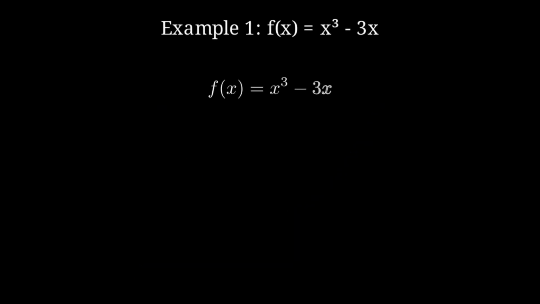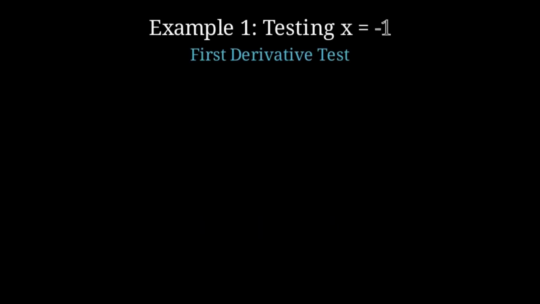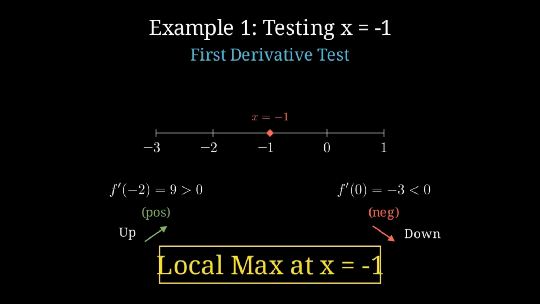For the function f of x equals x cubed minus 3x, we first find the derivative, which is 3x squared minus 3. Setting this to 0 gives us two critical points, x equals positive 1 and negative 1. Testing x equals negative 1 with the first derivative test, we check values nearby. At x equals negative 2, the slope is positive. At x equals 0, it is negative. The change from positive to negative confirms a local maximum.